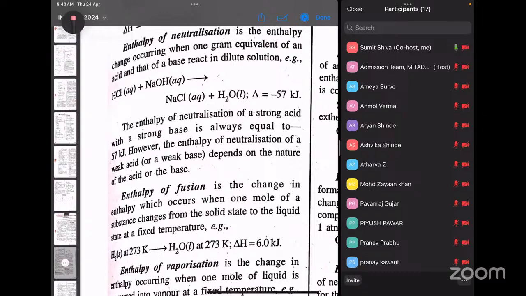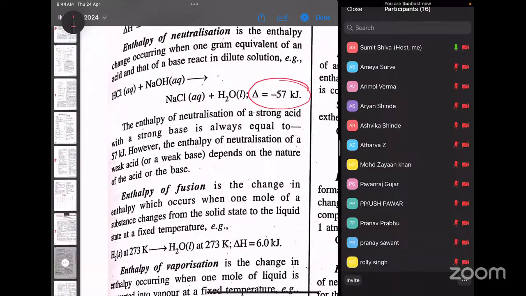There will be a direct question: if we have strong acid and strong base, what will be the enthalpy of neutralization? So the enthalpy of neutralization of a strong acid and a strong base is always equal to 57 kilojoule. And if one of them is weak, in that case, the enthalpy change will be less than 57 kilojoule. Understood?